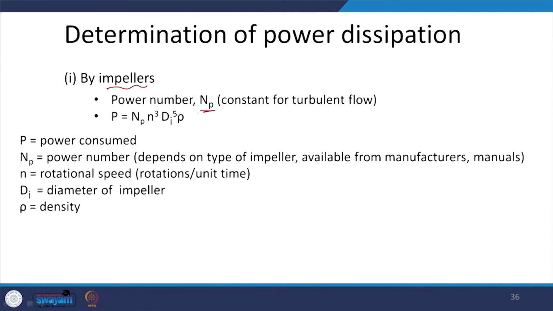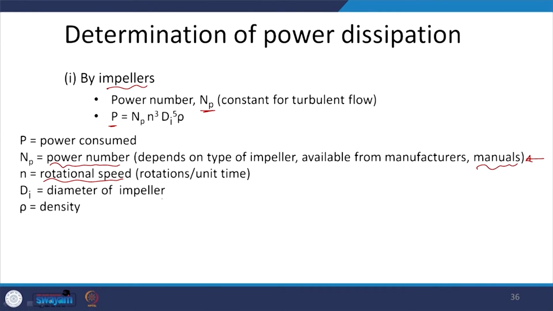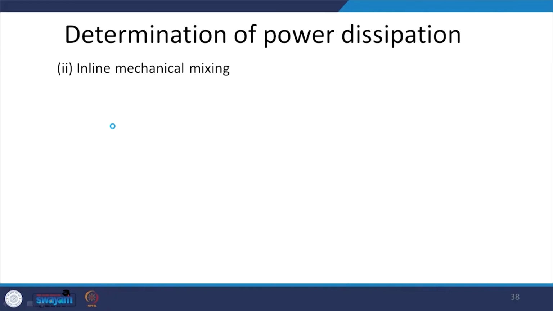The power number is a constant for turbulent flow, and the power consumed can be related to the power number. We just saw it is calculated by the relevant manufacturer. It depends upon the power number, the rotational speed, as in how fast the impeller is rotating, the diameter of the impeller, and the density of the water. From that you will get an idea about the power consumption that's required, and then you can relate it to G and such.